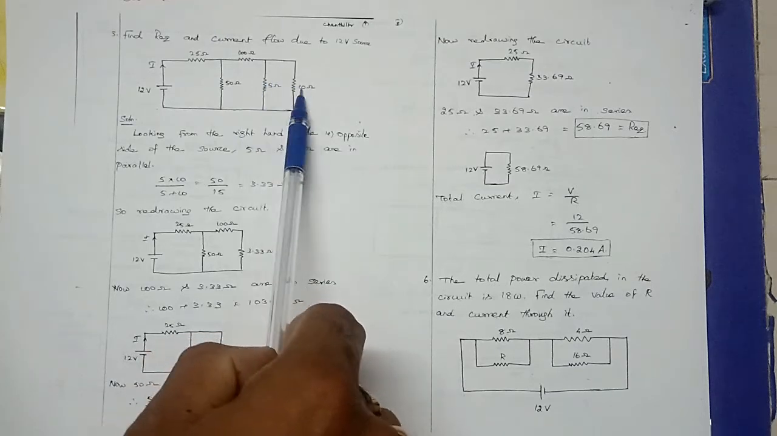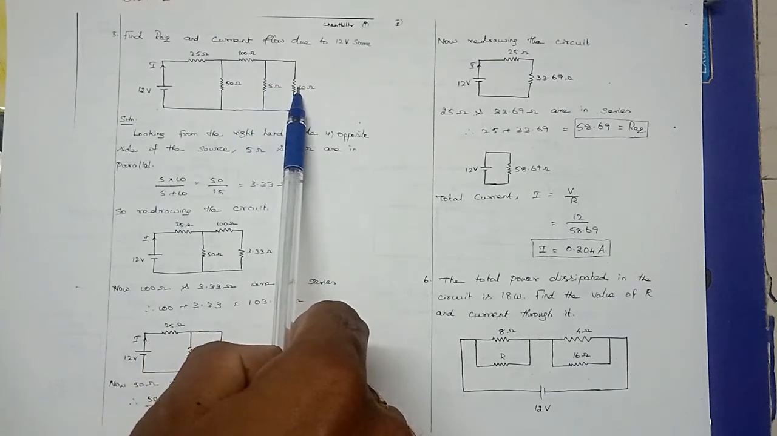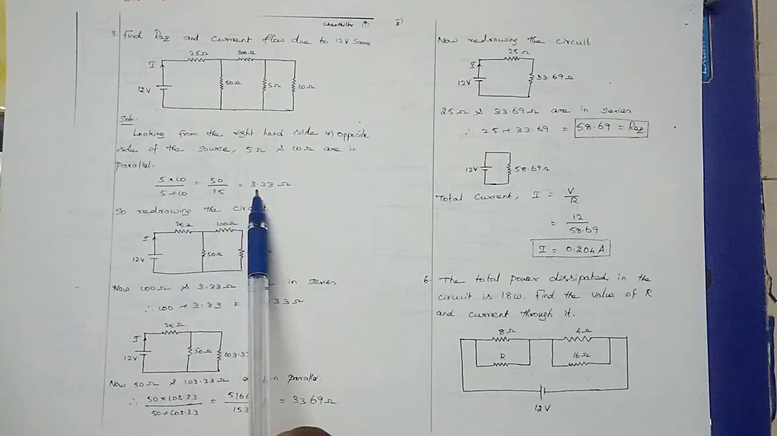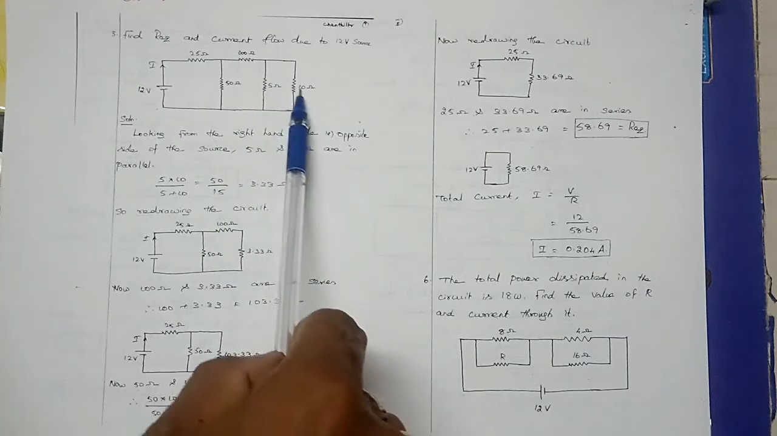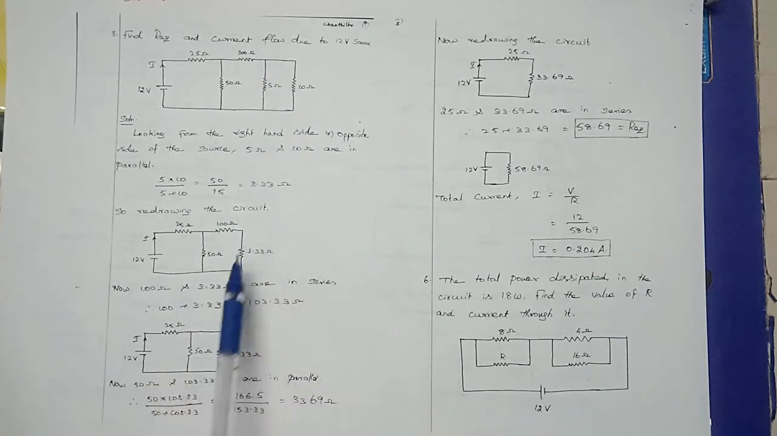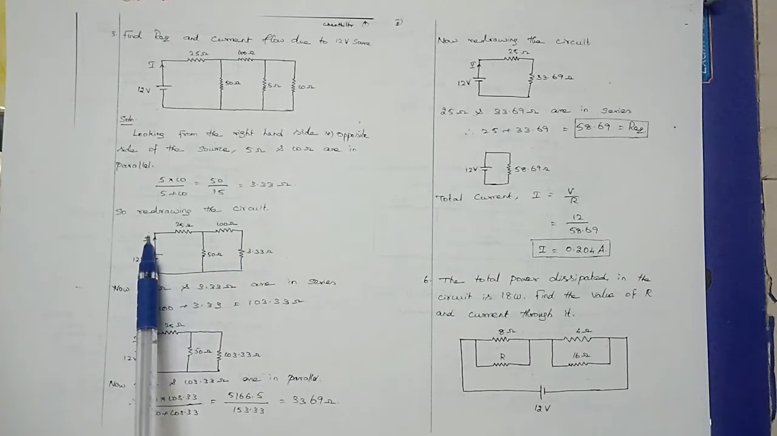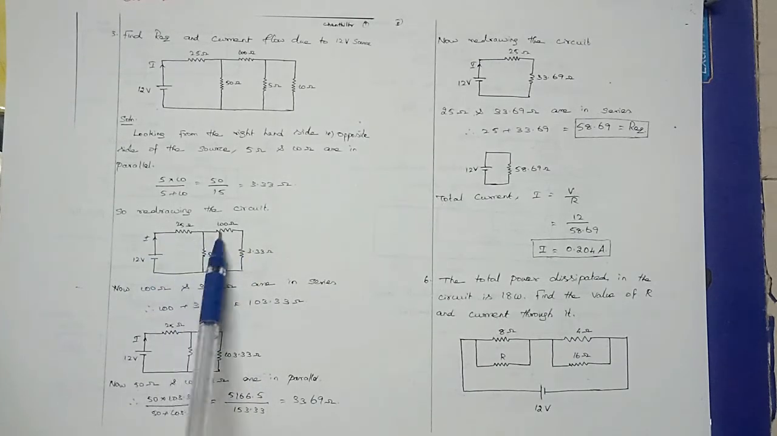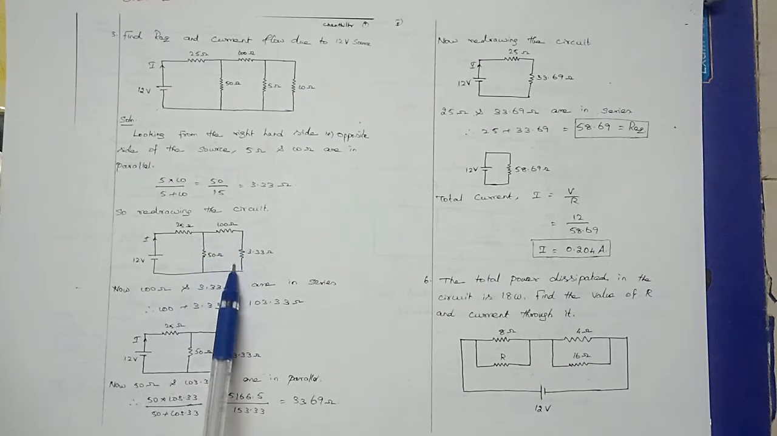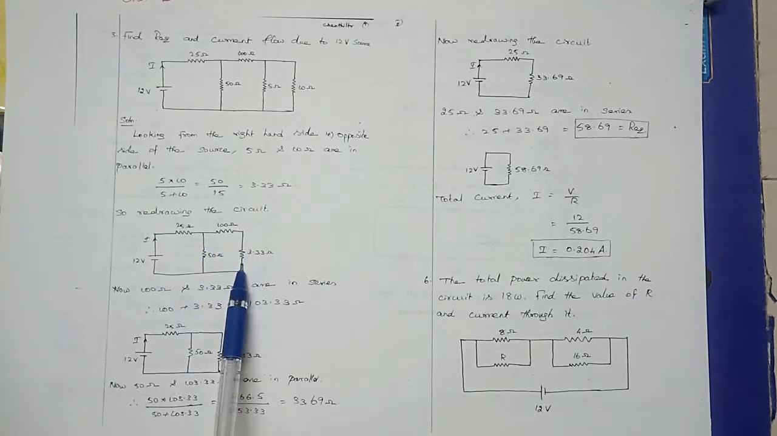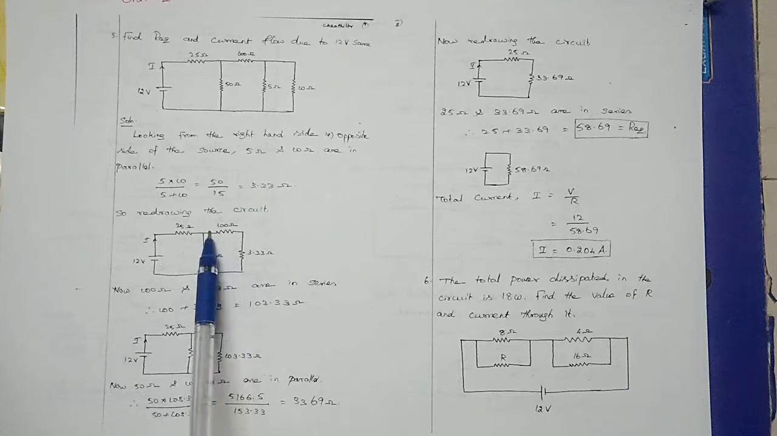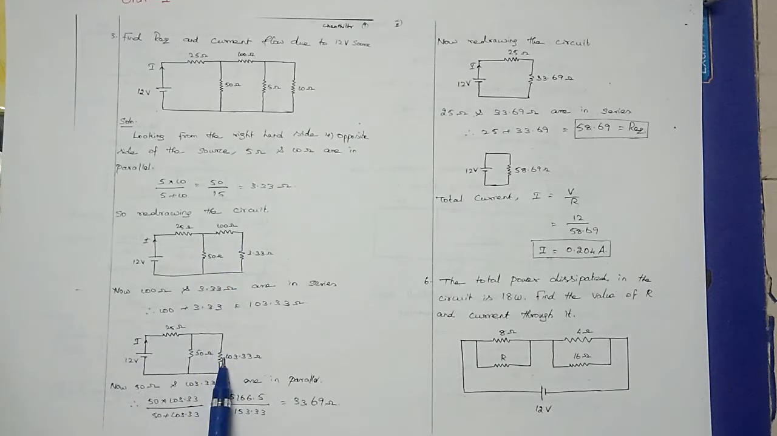So 5 and 10 both are in parallel. You can simplify it, you will get this. Instead of these two resistors, you draw this. Now this current will be coming here, it will be dividing between these two. What flows here will be flowing through this. So these two are in series. So you can add these two, you can draw it here.